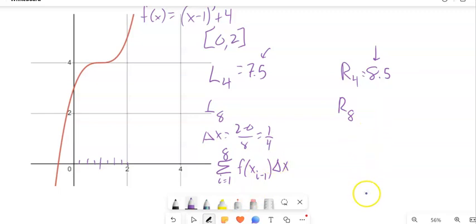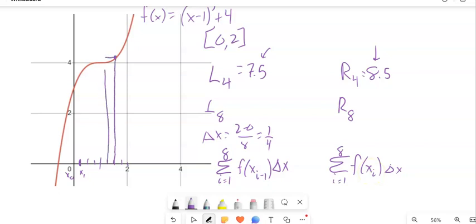And if I do my right-hand one, it's going to be the same idea, 1 to 8, except I'm using the right-hand side instead of the left-hand side to start with. And it's also times change in x. And just to remember, this f of x_i, if this is my x_i, that's this height, and it's getting multiplied by my change in x, that's the width, right? So it's this width times that height, that gives me a bunch of rectangles, the areas of those rectangles.